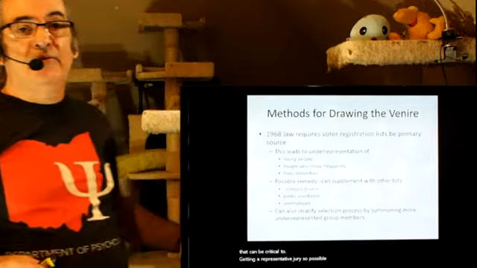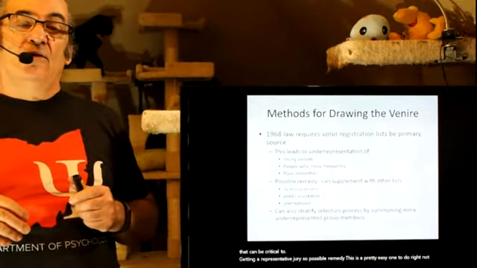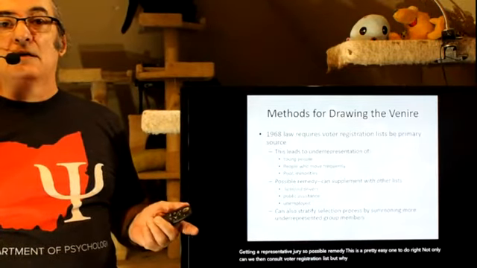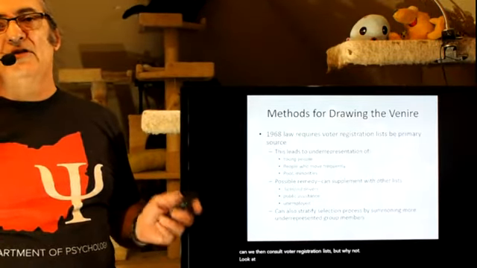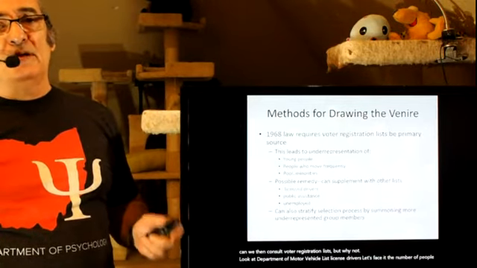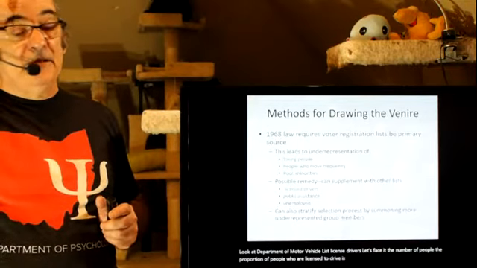So, possible remedy? Well, this is a pretty easy one to do, right? Not only can we consult voter registration lists, but why not look at Department of Motor Vehicles lists, licensed drivers? Let's face it, the proportion of people who are licensed to drive is significant, so that might be a good way to go.